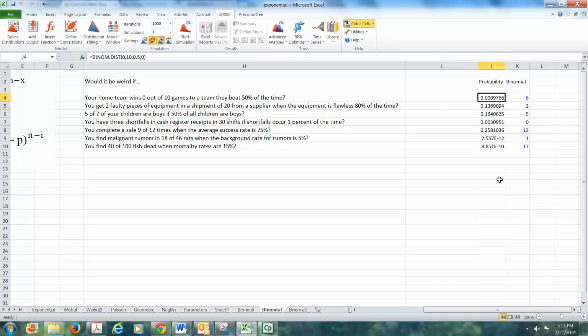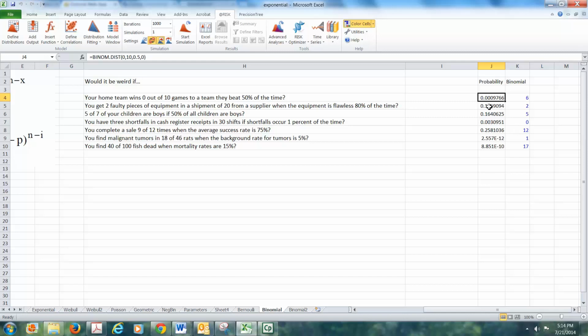Or is there a better explanation for what happened? And the better explanation would be, perhaps we're no longer evenly matched. Perhaps we no longer have a probability of winning of 50%. Maybe the other team has gotten better, or we've gotten worse. So when you look at something that has a 0.0009 chance of occurring, you have to decide which is most likely to have happened. Your team has gotten worse, or this was just an incredible string of bad luck.